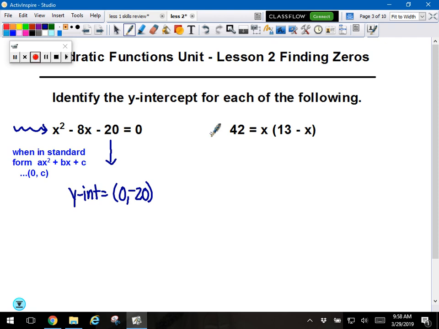When we get to the second problem today, it is not in standard form. It's in what we call factored form, or a version of factored form. So what we have to do is put it into standard form, meaning we have to do the distributive property right here. So we get 42 equals 13x minus x squared. And one of the features of a quadratic is that your quadratic always equals 0. That's the characteristic we want to meet, so we want to set this equal to 0.